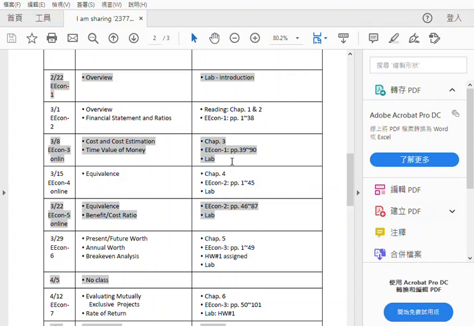And then you need to do comparison of different cash flows. So there are different methods. You can use the very basic benefit cost ratio, or you can use present worth, future worth, annual worth. You can do some break-even analysis.